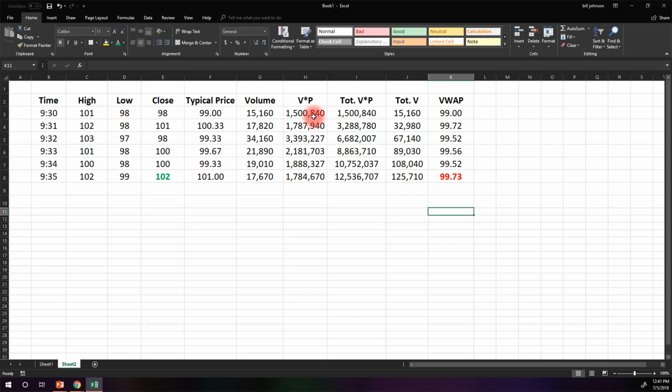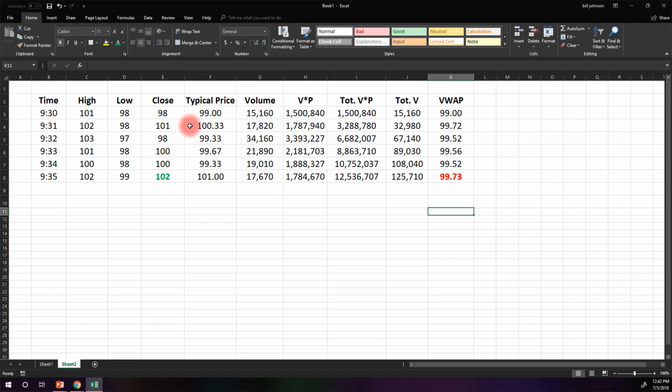So rather than just doing each tick level, they take an average and pretend that the typical price occurred at each of these volumes here. Then we go to the next minute window. Starting at 9:31, we had a high trade of 102, low trade again 98, but it closed at the end of that minute at 101. Take those 3 numbers, divide by 3, we get 100.33.